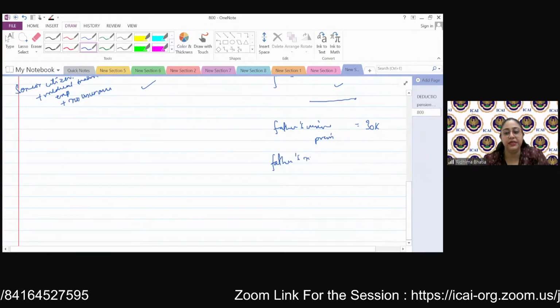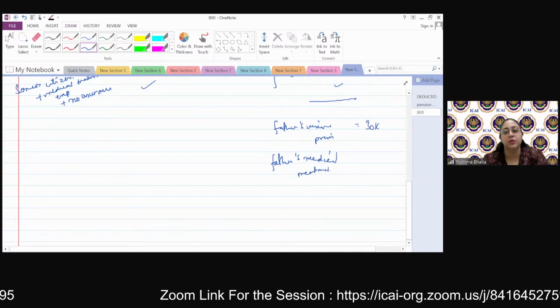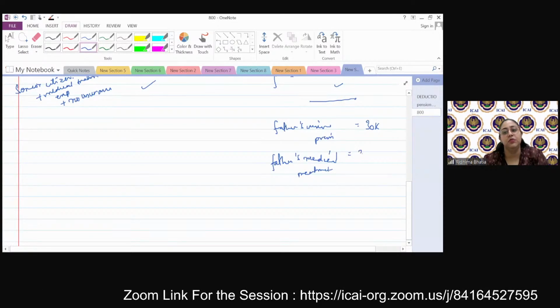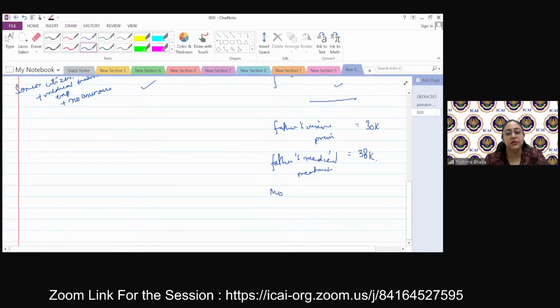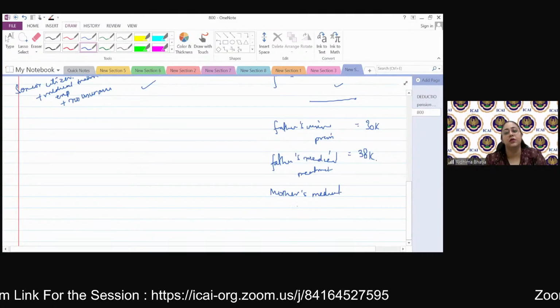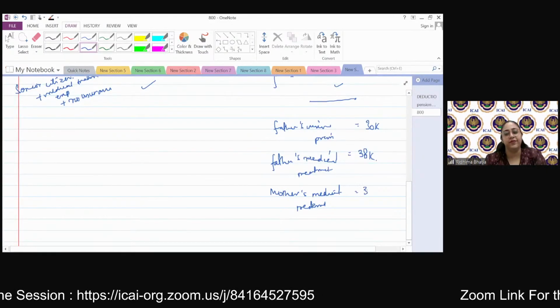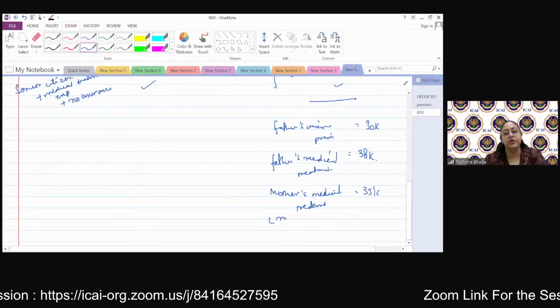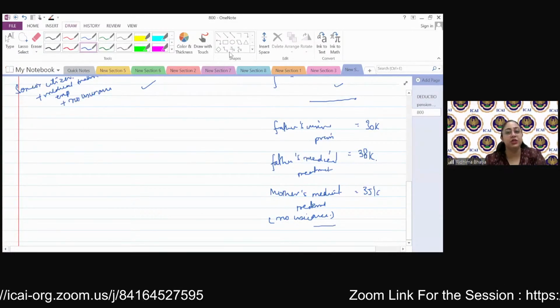Father's medical treatment expenditure over and above the insurance is, say, 30,000 or 38,000. Mother's medical treatment is 35,000. She does not have insurance. Okay. Now, in this case, what is the maximum deduction allowed?